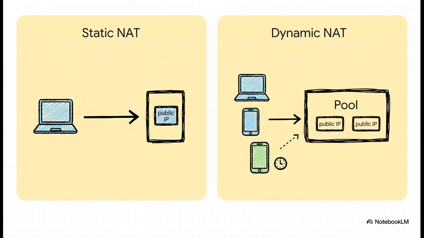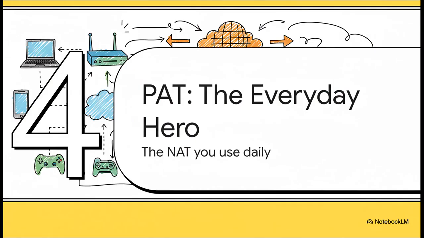You have a pool of public IP addresses, and as your devices need to go online, they just grab the first available one. But if the garage is full, well, the next car has to wait. But honestly, those two are just the opening act. The real star of the show, the absolute superstar that you are using right this very second, is a special kind of dynamic NAT called PAT.